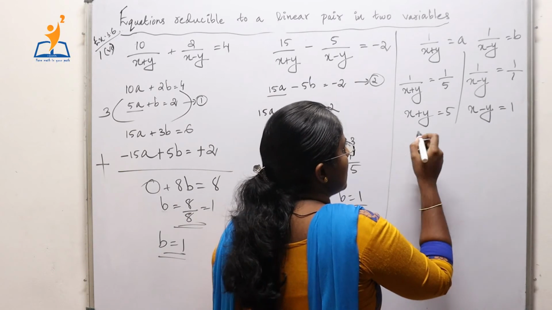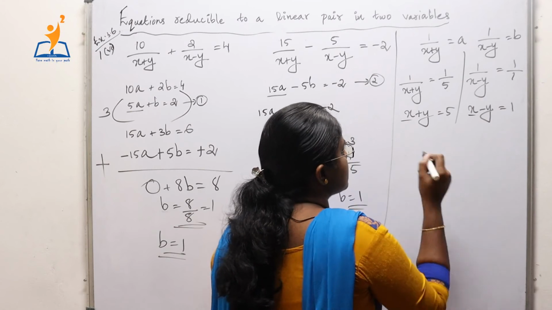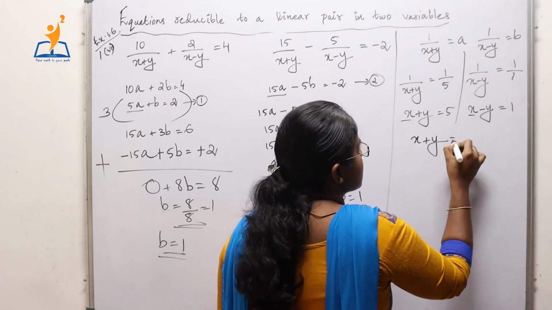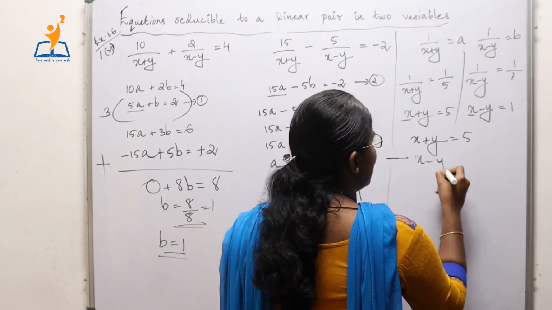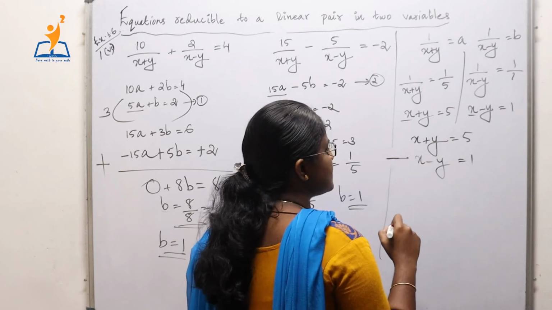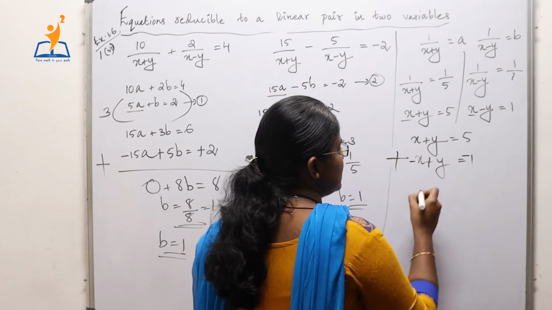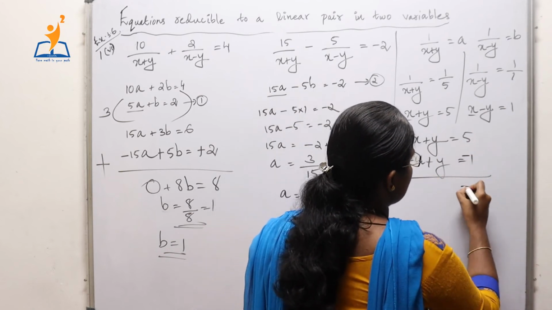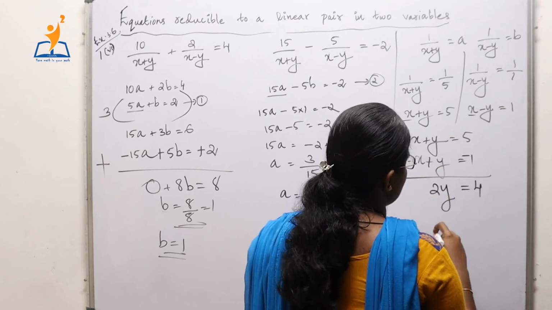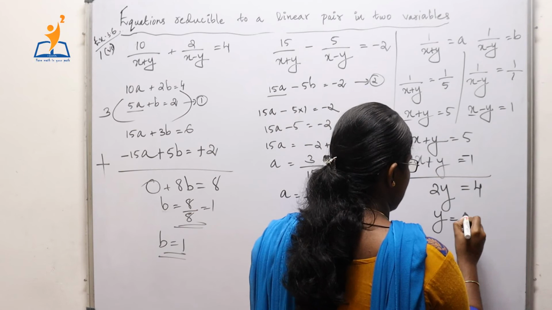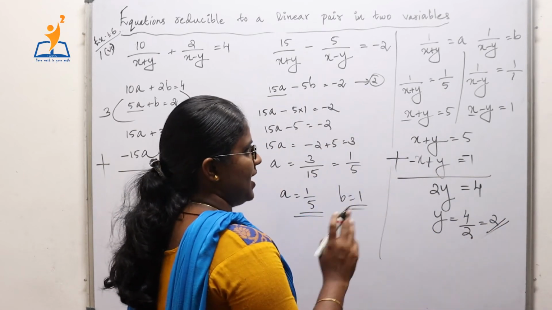In order to solve them we are using elimination method, because here the coefficient of x is 1 and here also it is 1. So we are going to subtract these equations, that is x plus y equal to 5 minus x minus y equal to 1. So in order to subtract this we want to change the signs and then add these equations. So 5 plus minus 1 is 4, y plus y is 2y, and x minus x is 0. So 2y is equal to 4 means y is equal to 4 by 2, that is 2. So we got y is equal to 2.